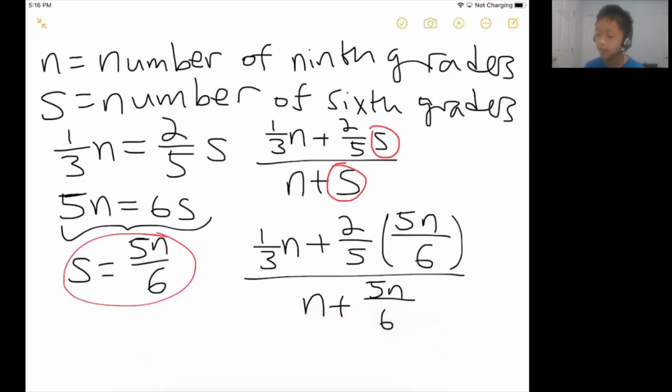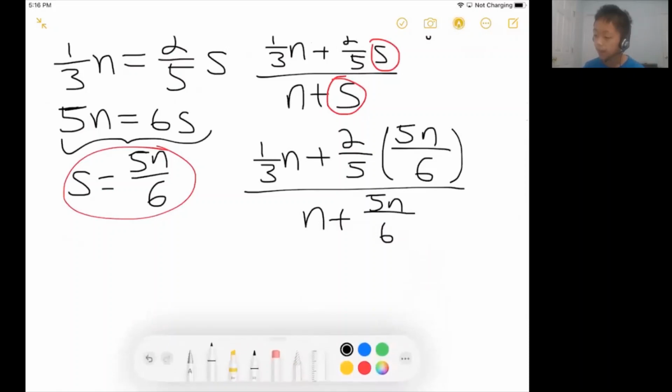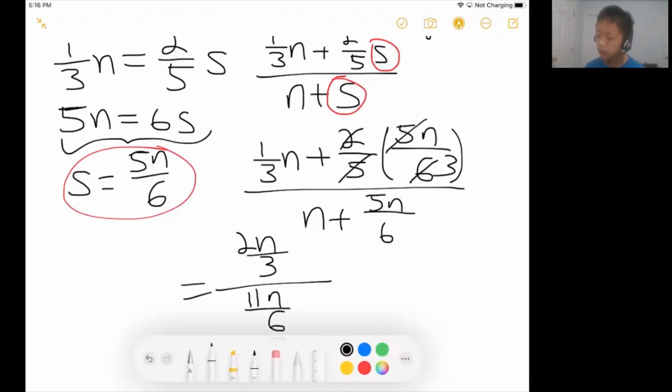Now I can simplify this. We can cancel off the 5 here, and this is n over 3. So on the top, you have n over 3 plus n over 3, so it's 2n over 3. And on the bottom, you're going to have n plus 5n over 6, which is going to equal 11n over 6. Now conveniently the n's cancel, so we can remove these. So this is going to equal 2/3 divided by 11 over 6, which is times 6 over 11.